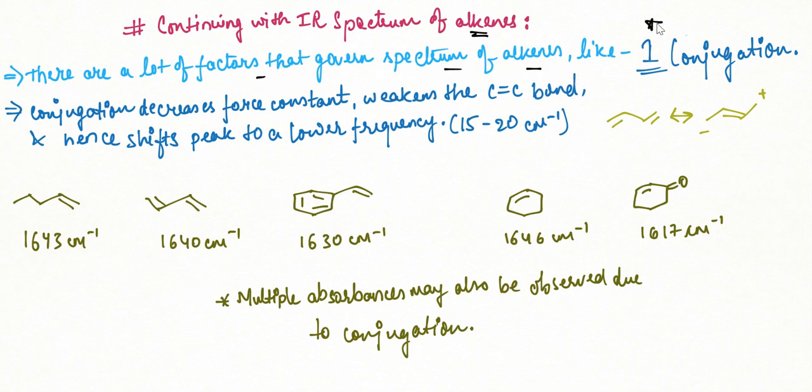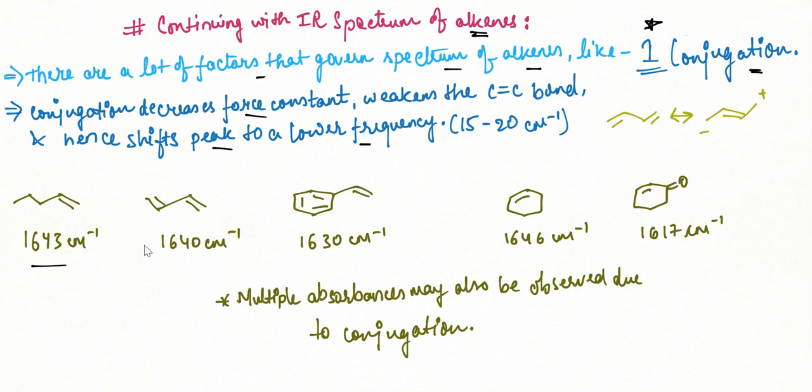Okay, so the first thing is conjugation, right? So the first part is conjugation. How is conjugation affecting it? Conjugation decreases the force constant, weakens the carbon-carbon double bond, and hence shifts the peak to a lower frequency. Okay, so we definitely talked about this in the previous video, but now we are going to understand the concept with much more examples. Okay, so what I see is definitely this is our isolated alkene over here, 1643 centimeter inverse. It is isolated, just one carbon-carbon double bond.